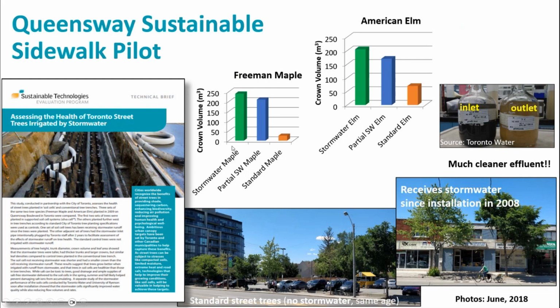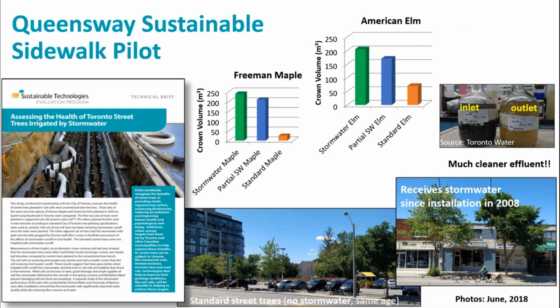And we measured the crown volume, which is just a measure of how thick, how wide, how dense is your leaf system in your crown of your tree. And it shows that we have a much higher level when you have it in a stormwater tree trench. We compared it for both a Freeman maple and an American elm, which we were planting. So you can see quite the stark difference between a standard elm, standard maple, and then a stormwater maple or a partial stormwater elm, which were used only for a year afterwards.